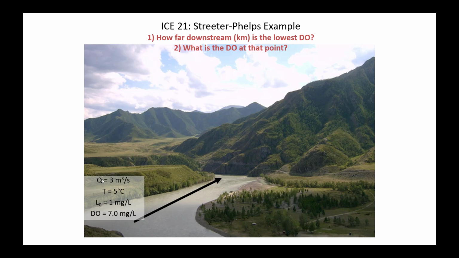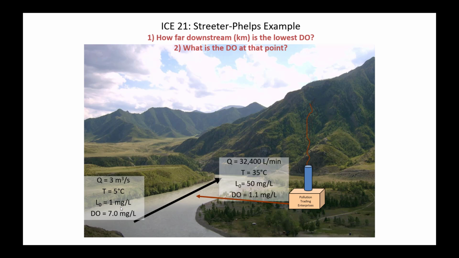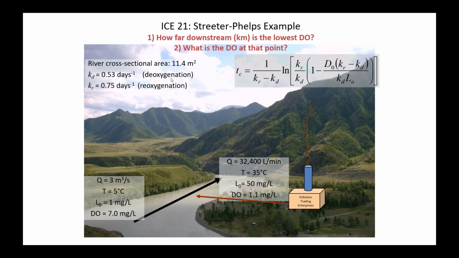So we've got a river which is flowing at 3 cubic meters per second. We know its temperature, BOD content, dissolved oxygen. And then the pollution that's going into there contributes flow, temperature. It's got some initial ultimate BOD, dissolved oxygen, and so on. So this is how we're going to set it up in Excel for the known deoxygenation and reaeration constants that are provided here, the known river cross-sectional area.